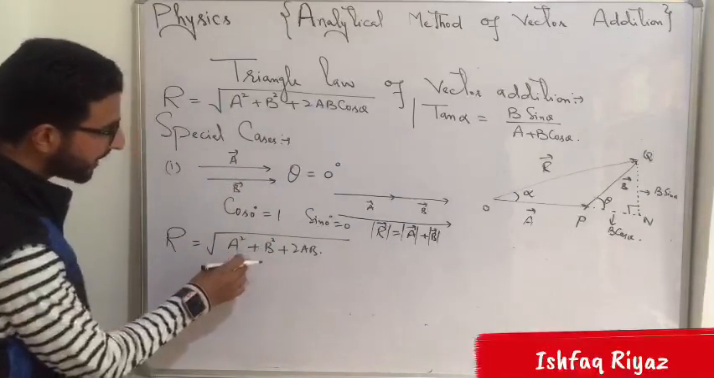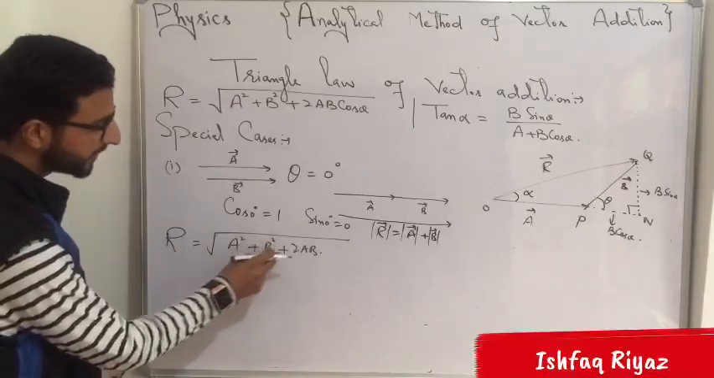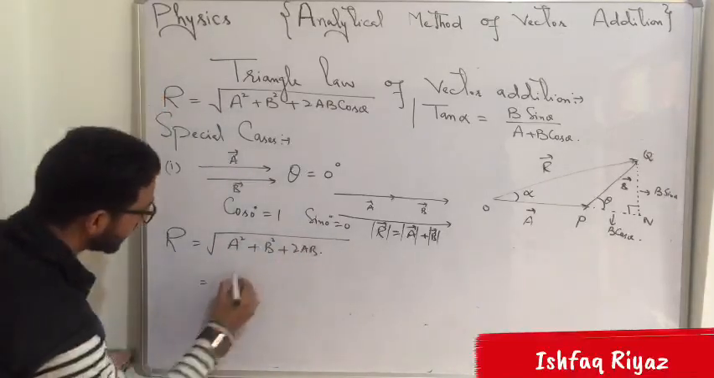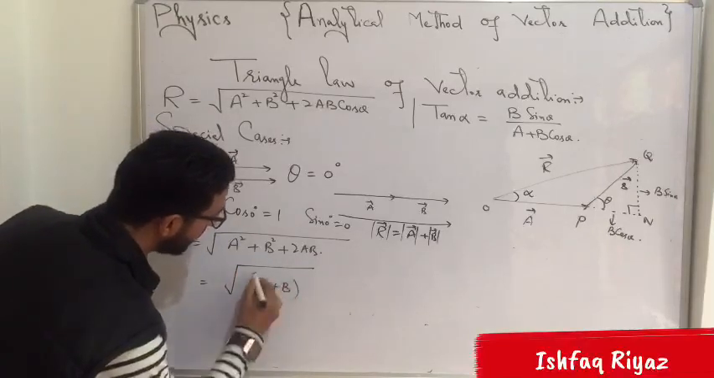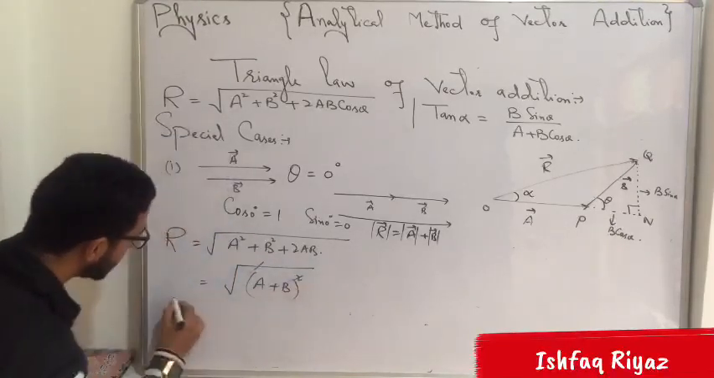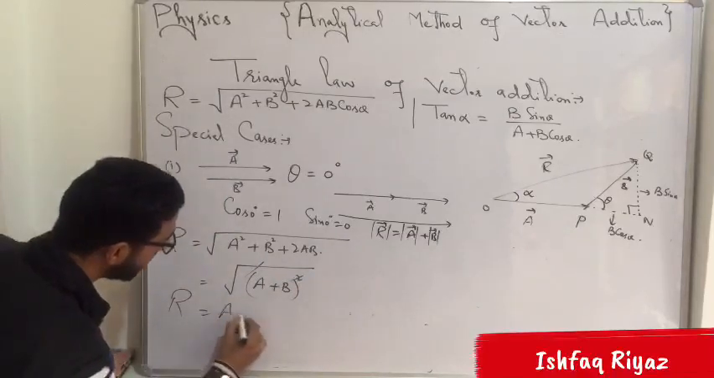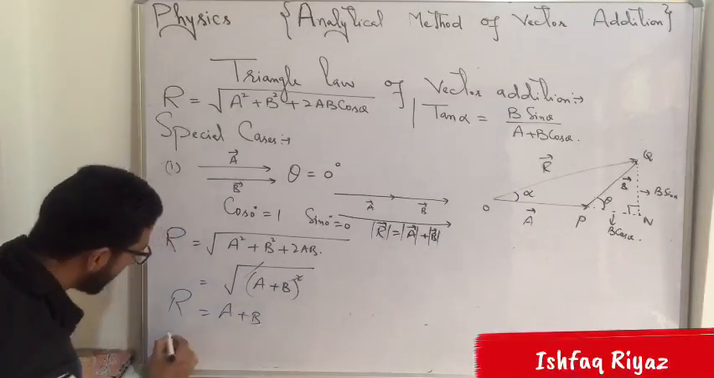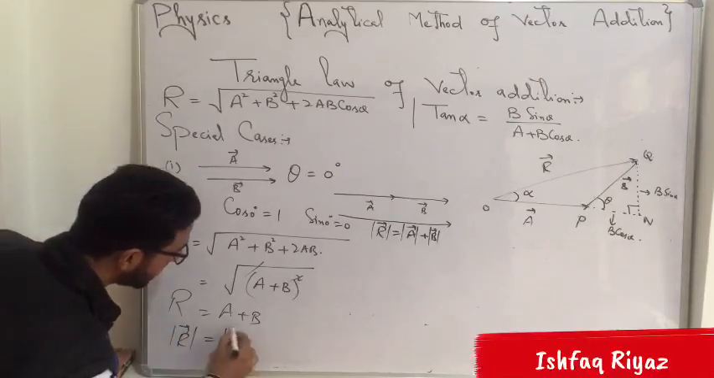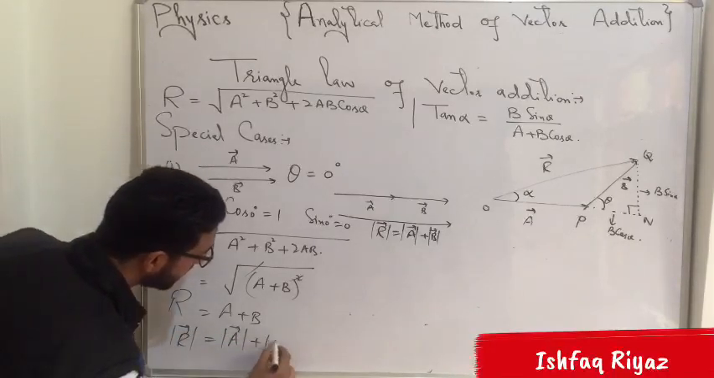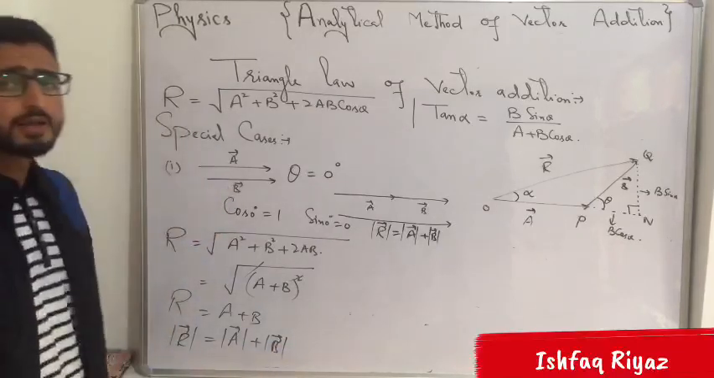Now this becomes a formula. A square plus B square plus 2AB. जरा बताओ किसके बराबर होता है? A plus B whole square. Square और root cancel हो जाएगा. So R will be equal to A plus B, or I can write magnitude of the resultant vector R, it is equal to the magnitude of A plus magnitude of B.